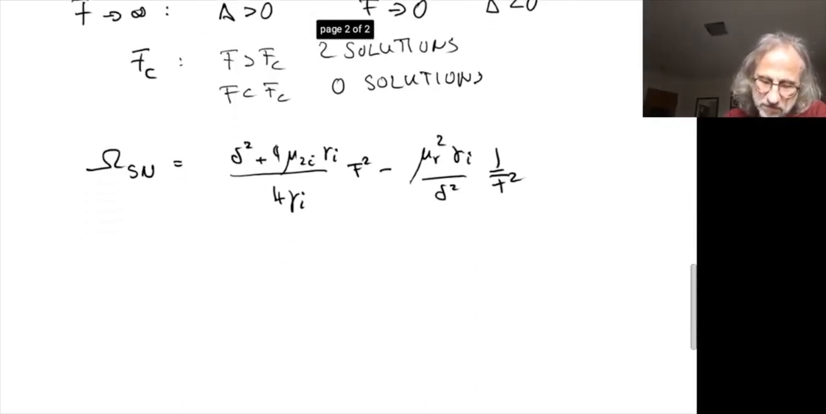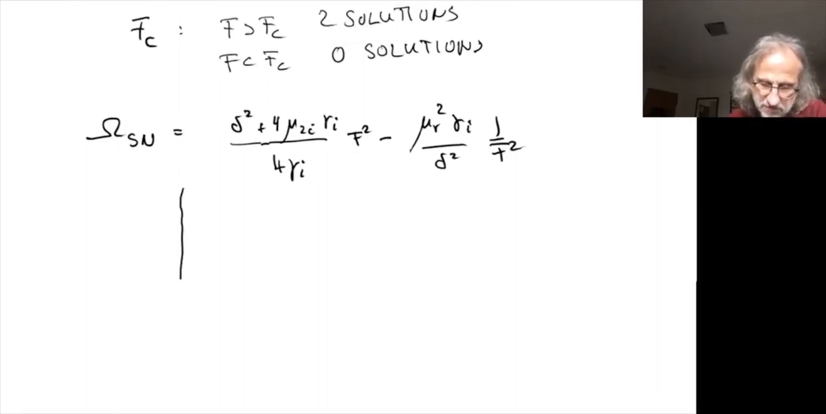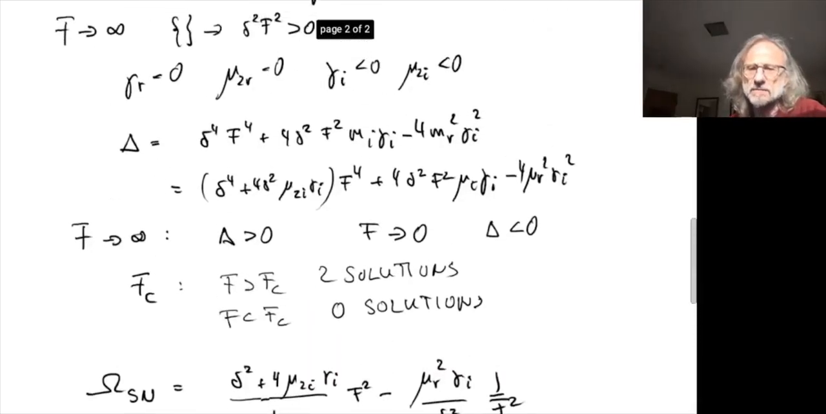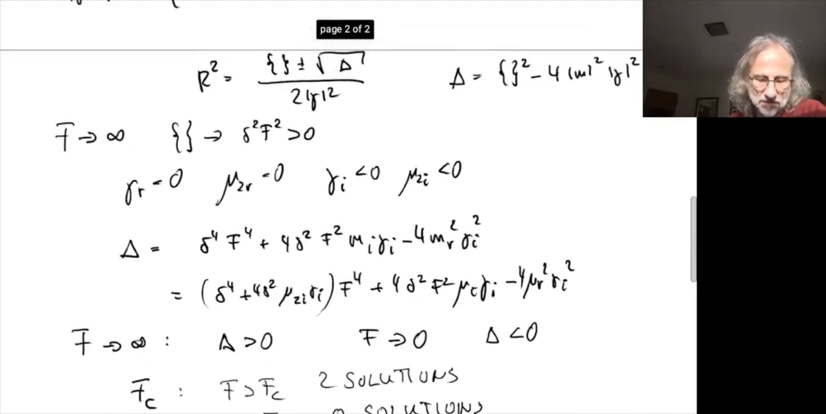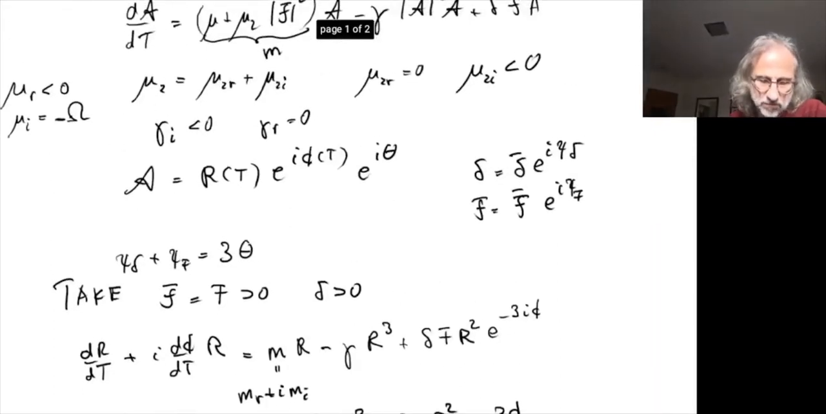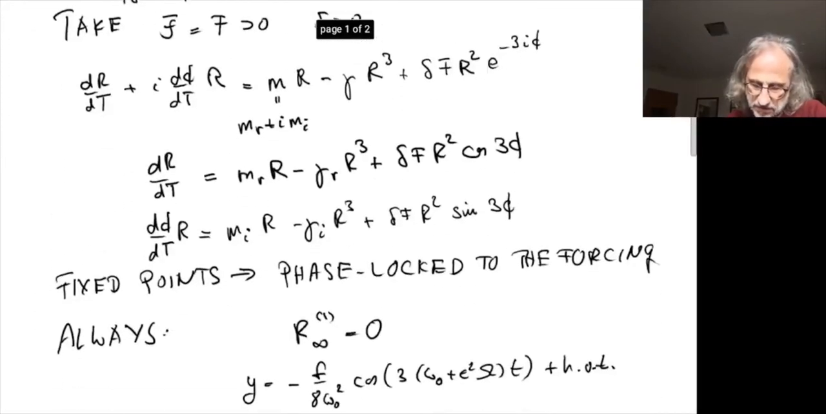So again, what's the point of writing this out? Well, the first point is that we can actually make a little phase diagram, which is sort of what we're really aiming for. So you can plot the detuning versus the forcing. And let's see, what are the signs of mu2I and gamma I? Mu2I is negative, gamma I is negative, so these are both negative.